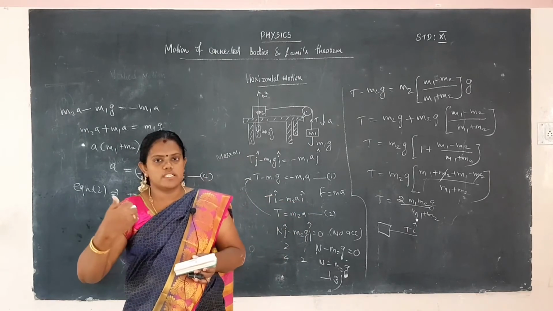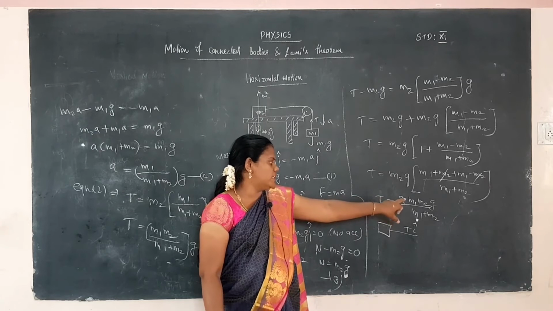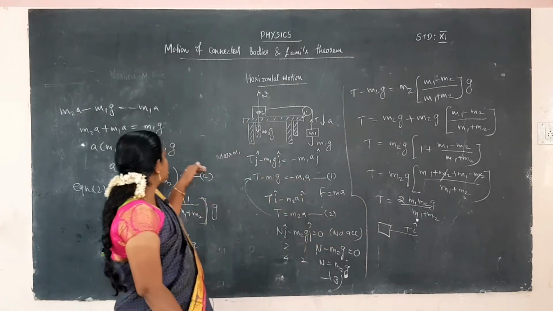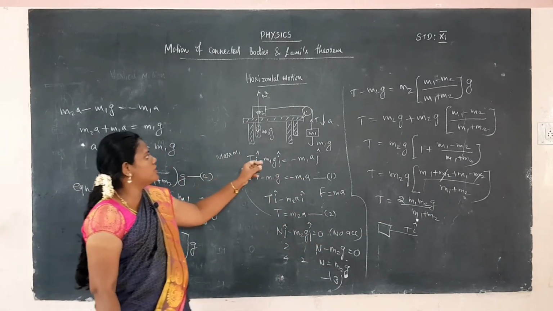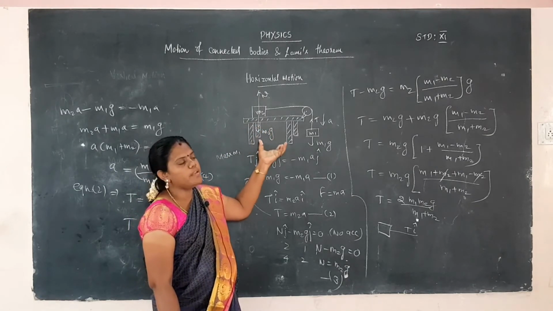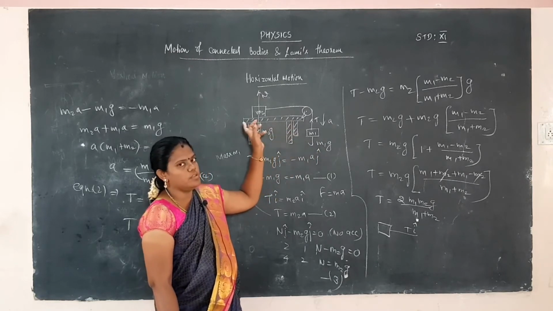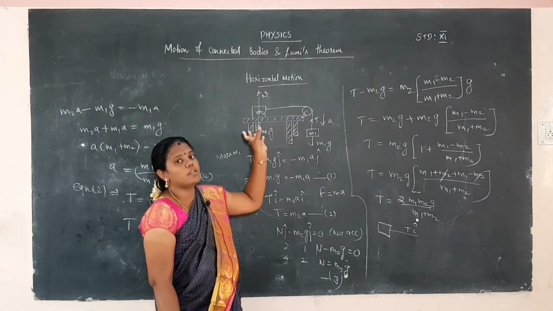We easily find out that the tension T is equal to 2 m1 m2 by m1 plus m2 into g. Now we consider horizontal motion. One body will be lying at rest on the table. Another body will be hanging over the pulley, attached to the first mass.